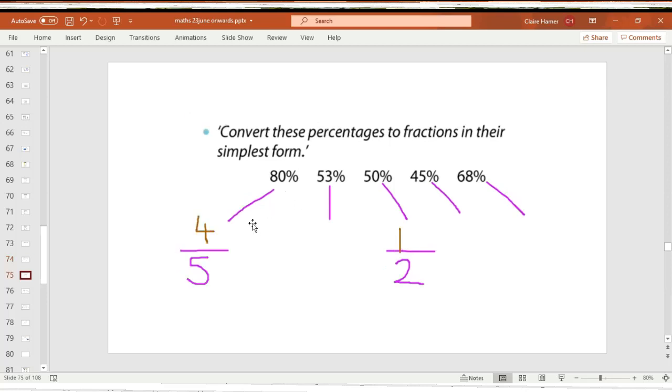So 80% equals 4/5, 50% equals a half. So they are in the simplest form. Next, I'm looking at 53, 45, 68. Now, I know that one of those numbers is a prime number. It's only got two factors, 1 and itself. So I know that it will have to go on top of the denominator 100. Which one of these numbers is a prime number?